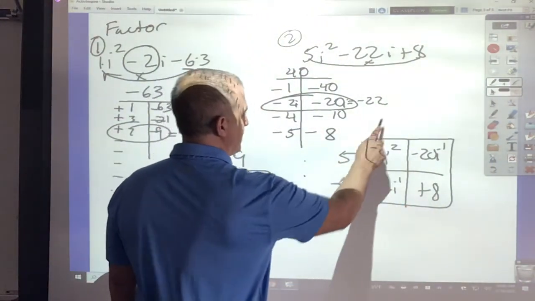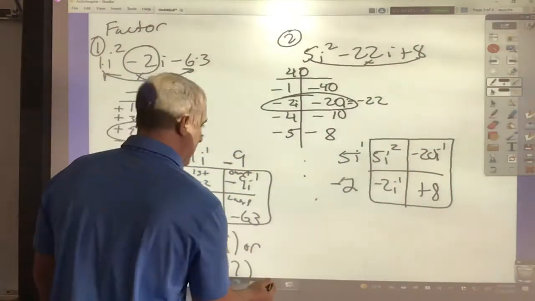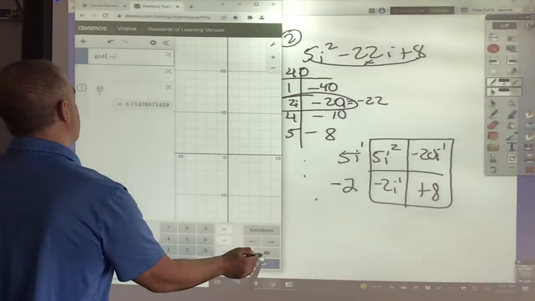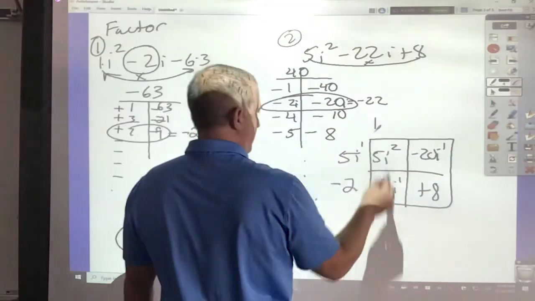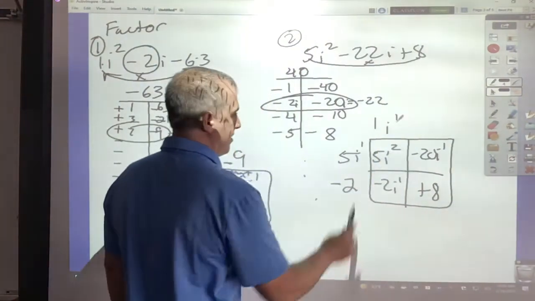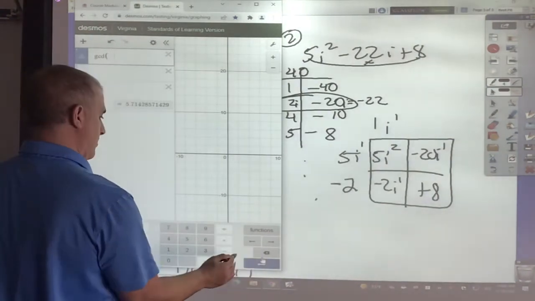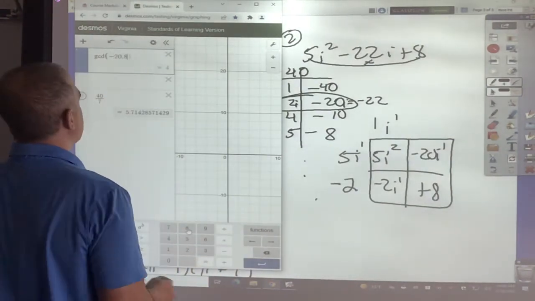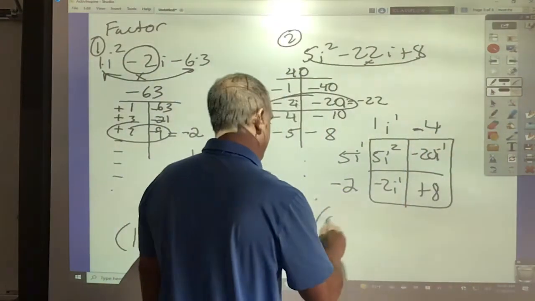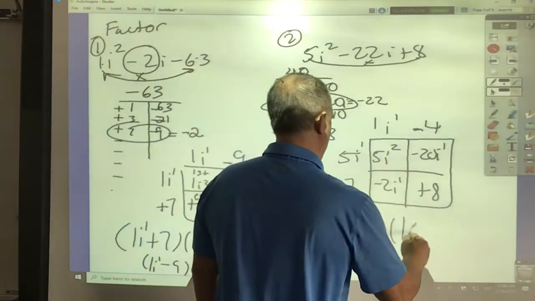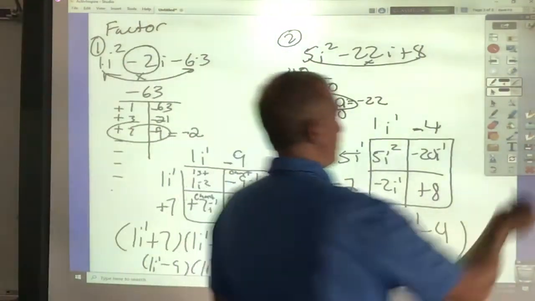Now you can know 5 times 1 would give me that, 5 times 4 would give me that. If you can do it that way, great. If you can't, you can continue to use that. So 1, they both have i, so i to the first. -20 and 8, that is 4. Since it's touching a negative box, that is negative. They don't have an i. So 5i to the first minus 2, 1i to the first minus 4.